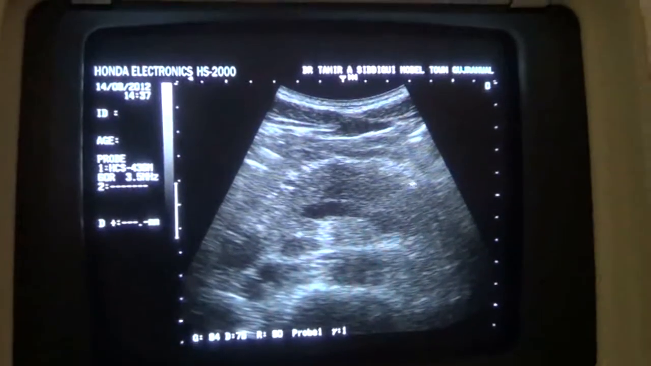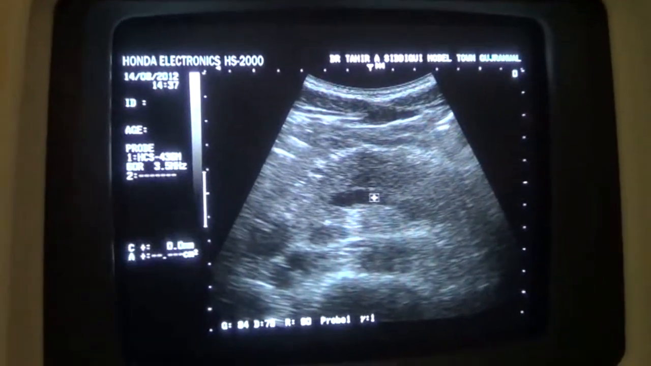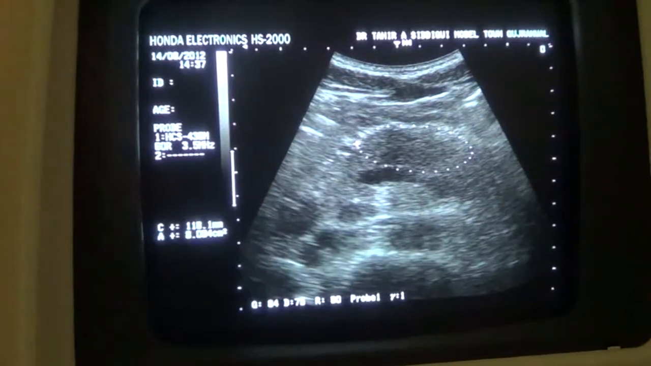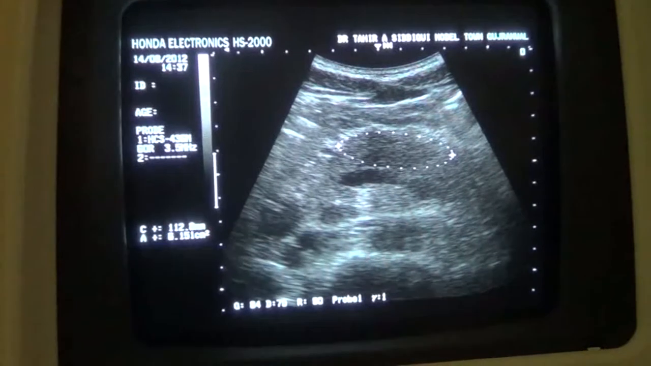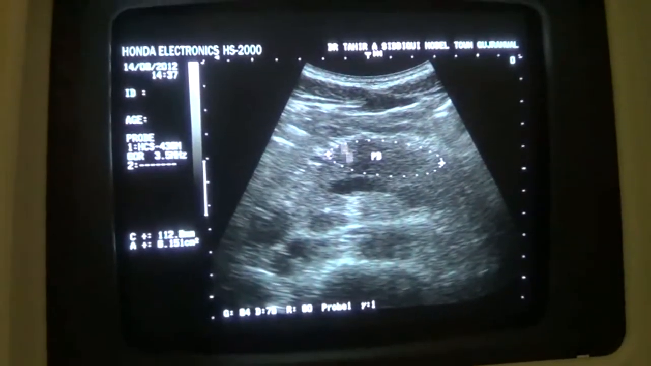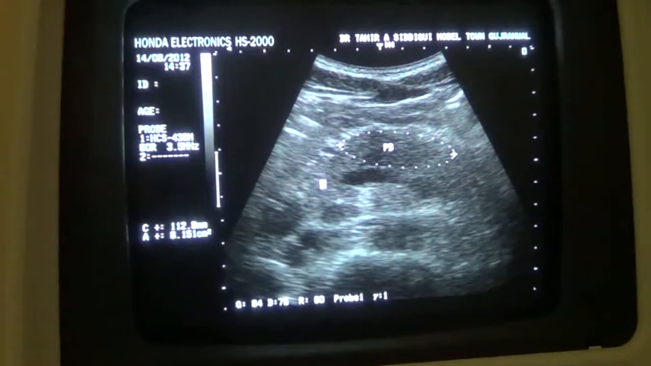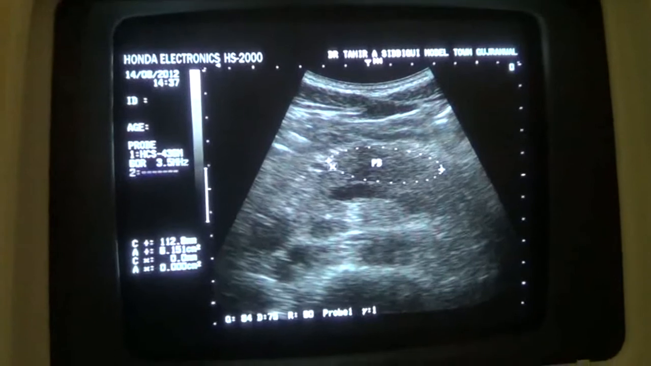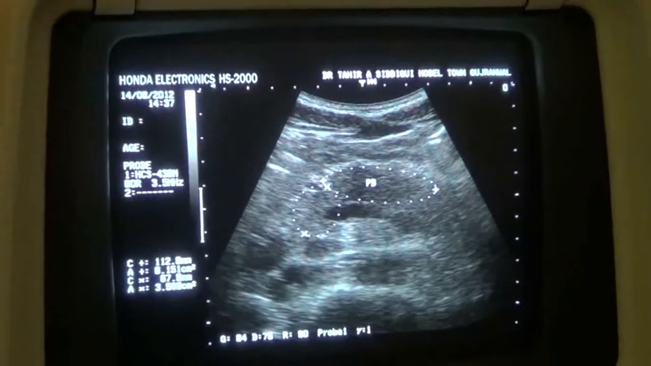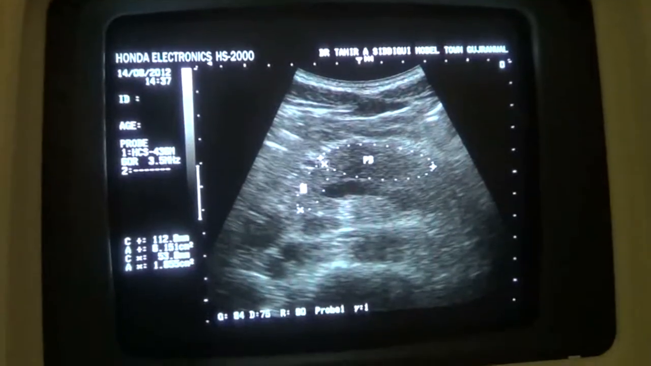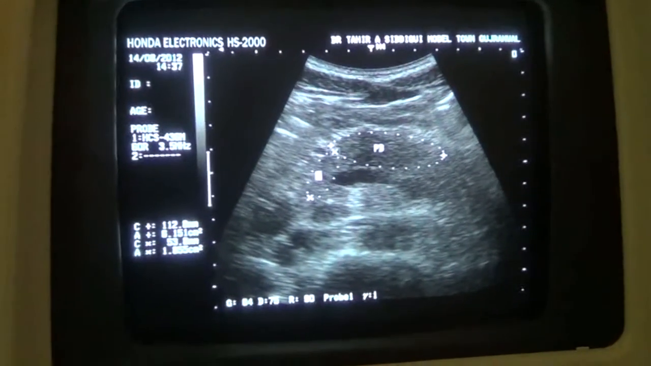Now this region is that of the pancreas. This is the pancreatic body, and this is the head of the pancreas. In transverse section, this is the pancreatic head, this area.